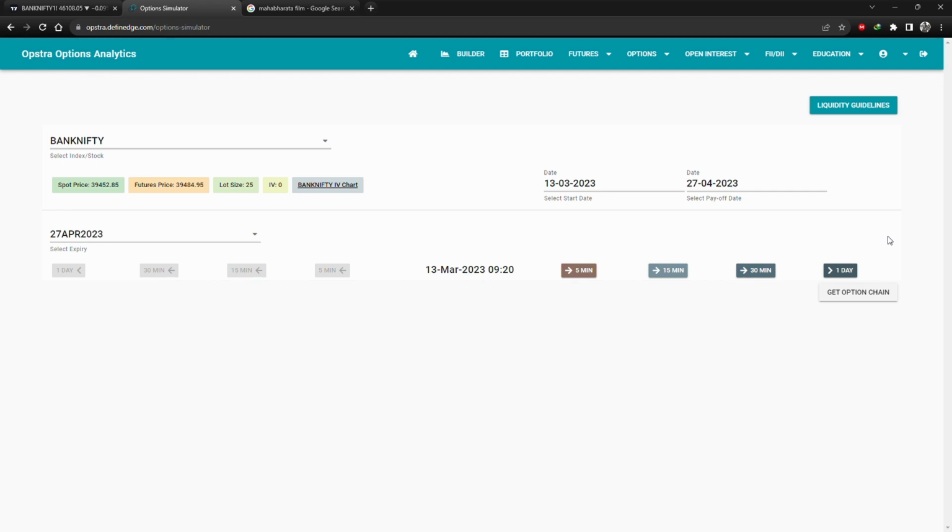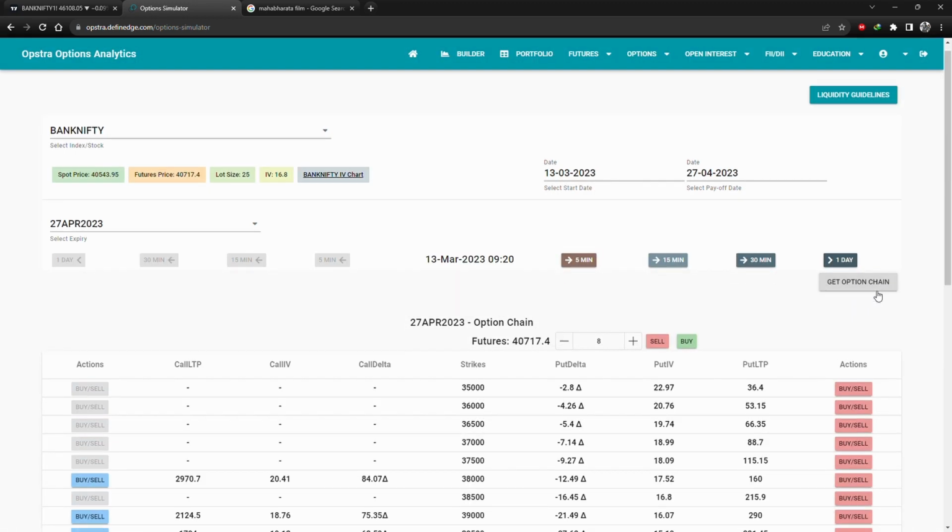Okay, this is the Opstra simulator, and I have already mentioned the duration of time in which I am doing this adjustment, which is 13 March to 27 April, and this is our expiry of 27 April 2023. So let's make the strategy first.